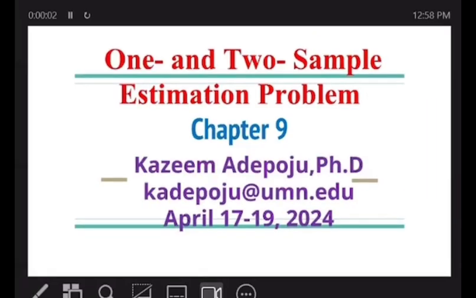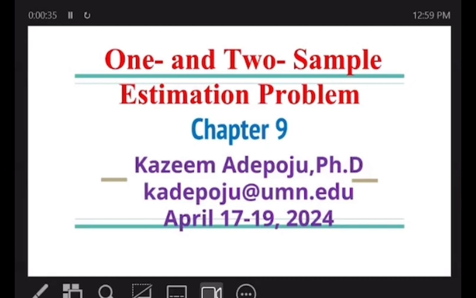Okay, so I want to welcome you to the new topic. We call this the 1 and 2 sample estimation problem, chapter 9. What we just want to do here is figure out the true value of a parameter. We don't have resources to study everyone in the population because we're limited by budget. We're actually going to take a sample, and whenever we take a sample, we're going to be estimating.